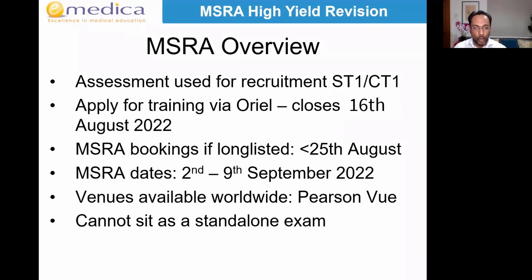And then only when you're longlisted, or you meet the eligibility criteria for that specialty, and it's different for different specialties, then you'll be invited to book the exam. You can't just sit it for the sake of it. You have to first submit an application and have that application accepted, and you have to be longlisted.